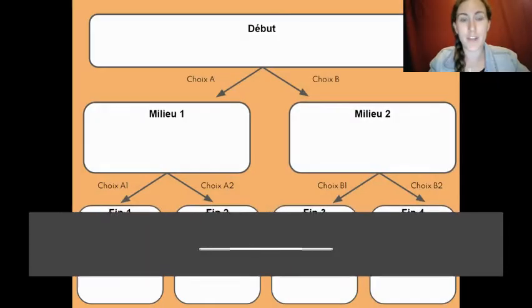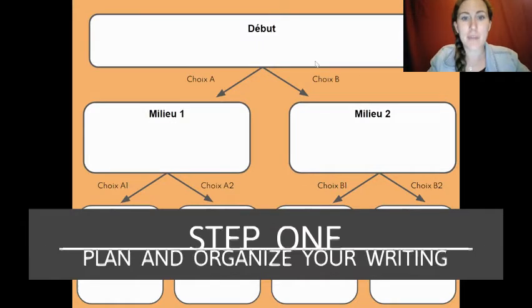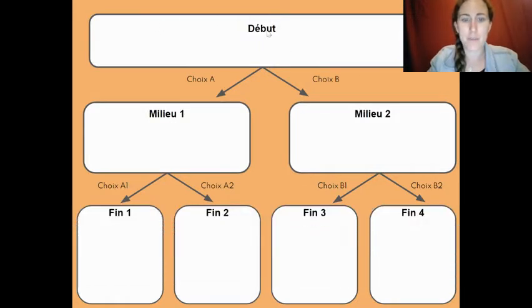Step 1 in creating a really solid choose your own adventure story is having a good plan. In my plan here, I have part for the beginning, le début, and then it branches out into 2 possible choices. It's important to know that you are setting your reader up so that they have to make a choice at the end of each section.